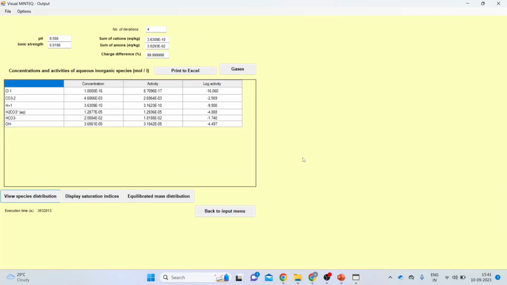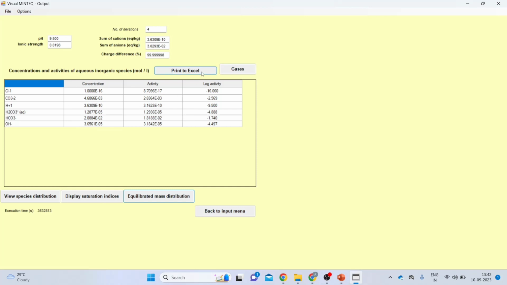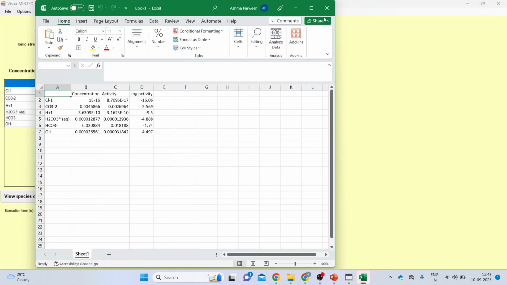So this is the final distribution of the species, its concentration and activity. We can see these are the concentrations of the different species. So we can print it to Excel, and these are the concentrations of the overall components. Either we can find out the total concentration of carbonate from this and H plus from this, or anyhow we have to find out the alkalinity. So we will print to Excel. So this is the result.